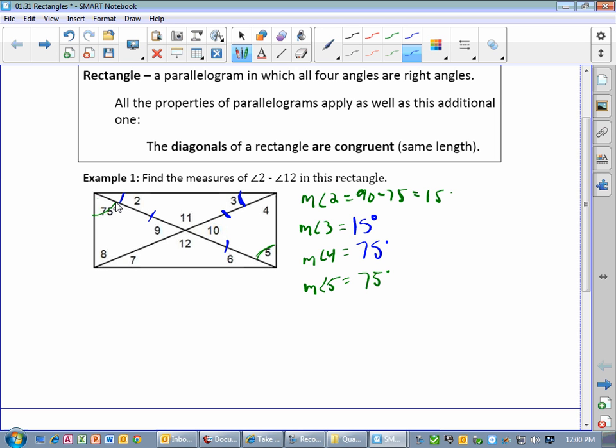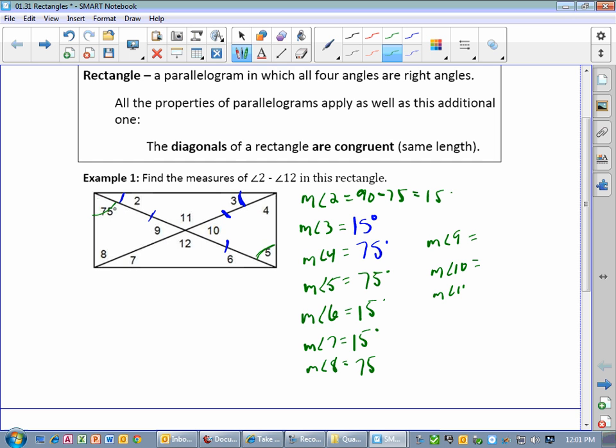So what about angle 6? 6 and 5 must add up to 90. Well, we already saw that relationship once, so this must be 15. What about 7? It's isosceles, so 6 and 7 must be the same, 15. And then 8. Well, 8 and 4 must be the same, or 8 and 5, so this must be 75. And now we get to our middle angles, 9, 10, 11, 12.